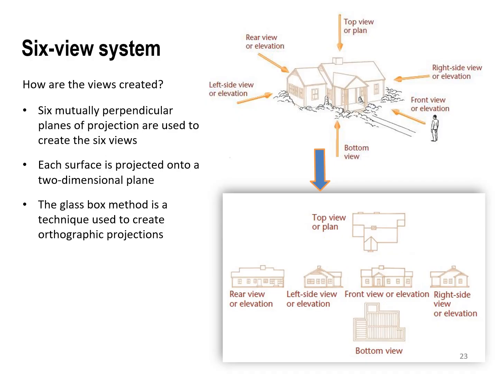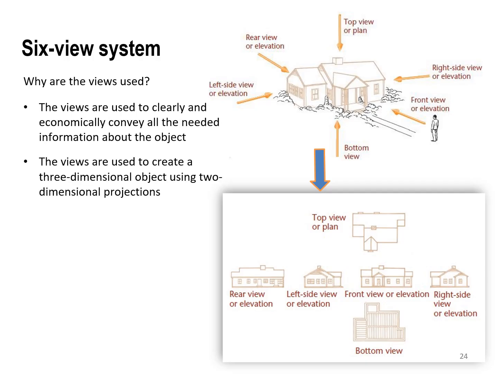So how can the views be created? Six mutually perpendicular planes of projection are used to create the six views. A surface is projected onto a two-dimensional plane, and the glass box is the technique used to create the orthographic projection. Now, why are the views used? The views are used to clearly and economically convey all the needed information about the object. The views are used to create the three-dimensional object using the two-dimensional projections.